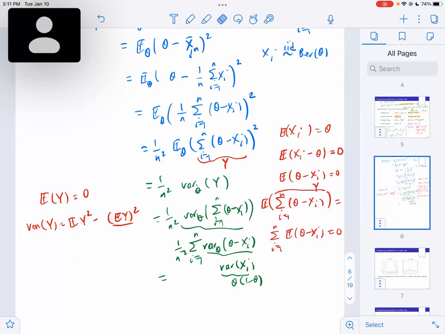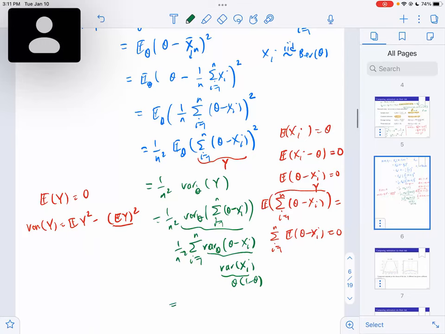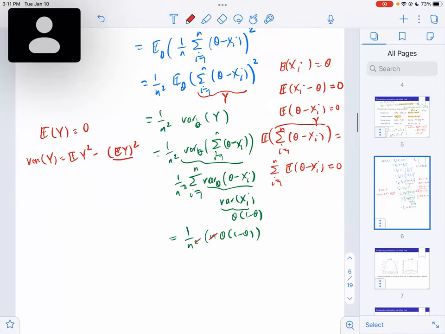Okay, this was a very clever way of doing it. So now what happens? These are constant, basically, because these are IID, all the variances are the same. I'm summing from one to n, so I get n copies of this. So I get one over n squared, and then n times theta times one minus theta. So the n's cancel out, right? And you prove this.